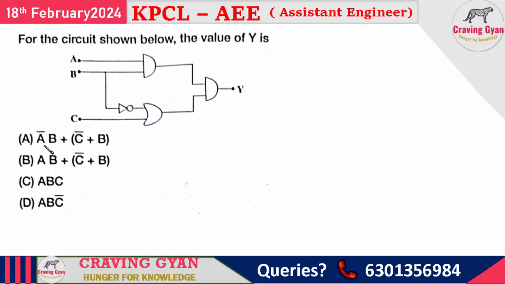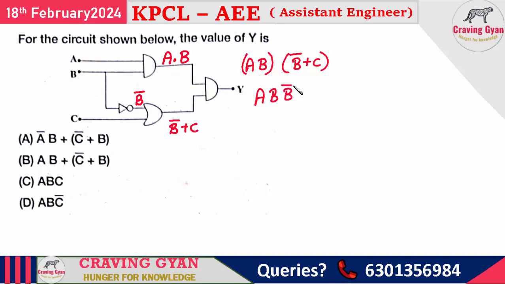In the sixth question, we have to find the value of Y, nothing but we have to get the expression of Y. This is an AND gate, so the output of the AND gate is A bar B. This is an inverter, B is the input, output is B bar. The OR gate output is B bar plus C. The AND gate output, what you are going to get? A into B, this is one term, into B bar plus C, which is A into B bar plus A into B into C.